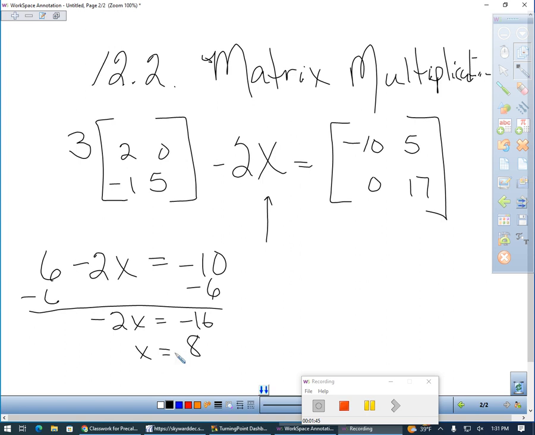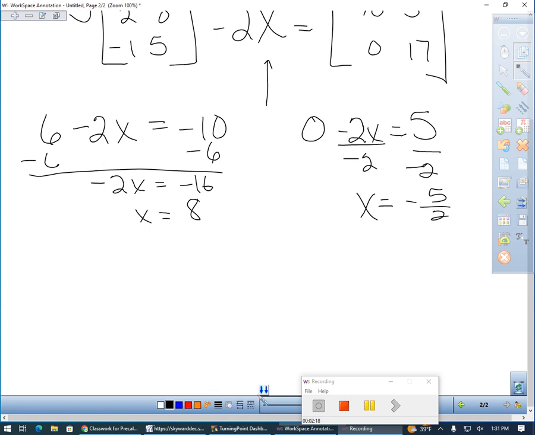Now let's move on to the A12 spot. So I'm going to go over here, and I'm going to do the next spot. 3 times 0, which is 0, minus 2x equals what? 5. We want to make sure we're doing the same spot in all of them, right? So now solving this, obviously I don't need to subtract 0. I'm going to divide both sides by negative 2, and I get x equals negative 5 halves. We're going to go negative 5 halves.